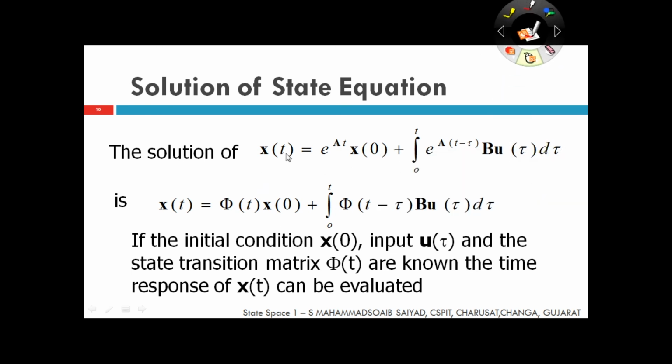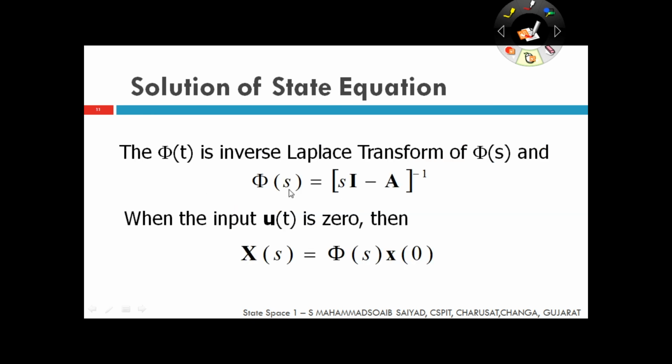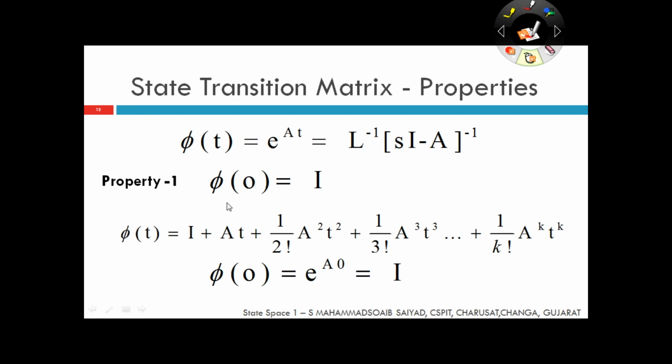So the solution of this, x of t is equal to e raised to at x of 0, that is the initial part, and this part is related to your forced response part. Okay, initial condition x of 0, input is u of tau, and the state transition matrix phi t are known, then the response can be found. Okay, so phi s can be found out with the help of this equation, and when input u t is 0, we'll be getting x s is equal to phi s into x 0.